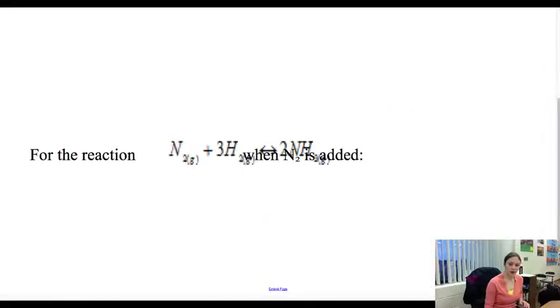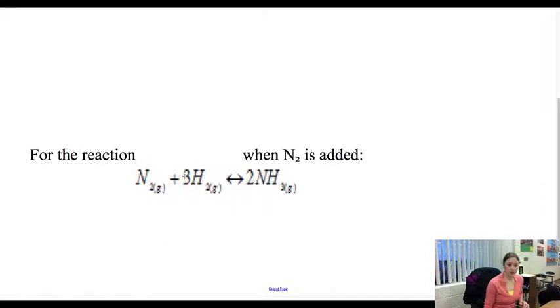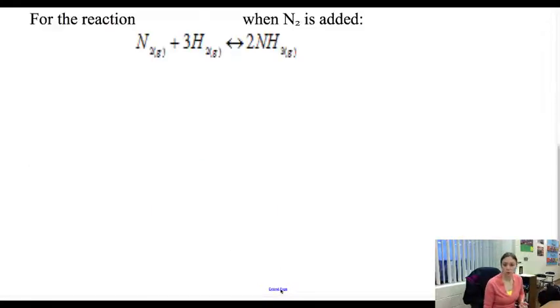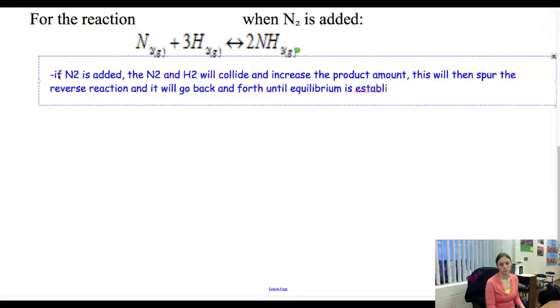So for the reaction we looked at, that I just mentioned again, okay, N2 plus H2 yields NH3. If I add N2 to it, that means that my N2 and my H2 are going to collide together and make more products. You make more products and the reverse reaction happens, and it goes back and forth until you again reach equilibrium. So we're going to go back and forth, undoing the change that you just added.